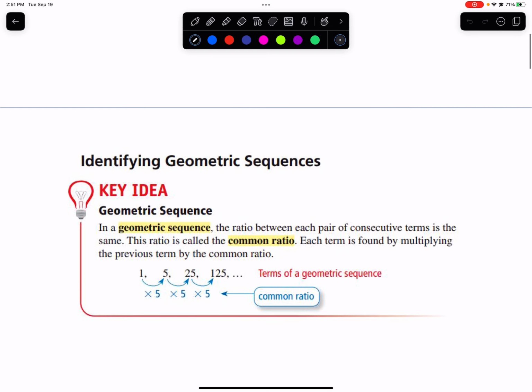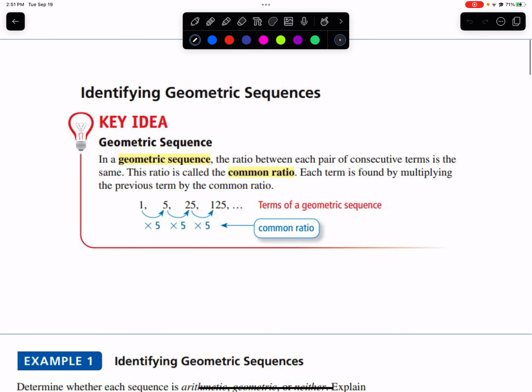All right, so first thing, a geometric sequence is different from arithmetic in that it has a common ratio. And so that means that the ratio between each pair of consecutive terms is the same. And when I say ratio, I mean a multiplier. So I am multiplying the same number every single time. If you would like to find the common ratio, you can take one term and divide it by the previous term.